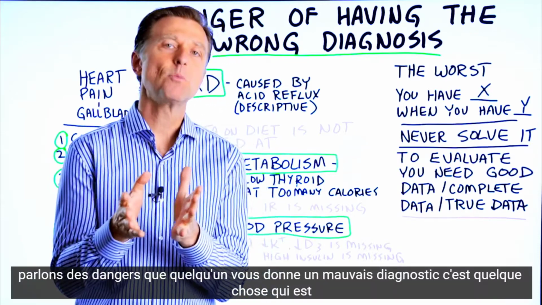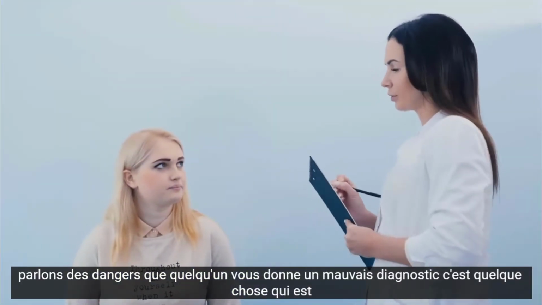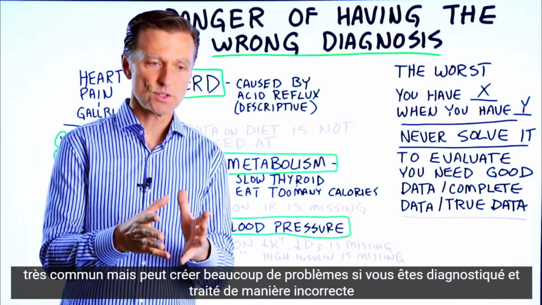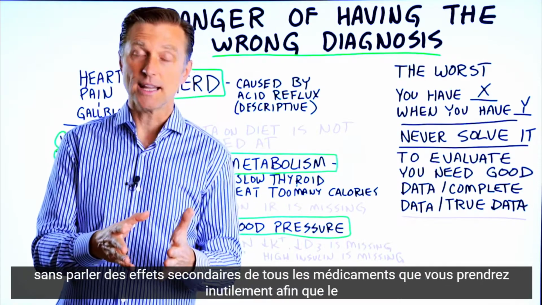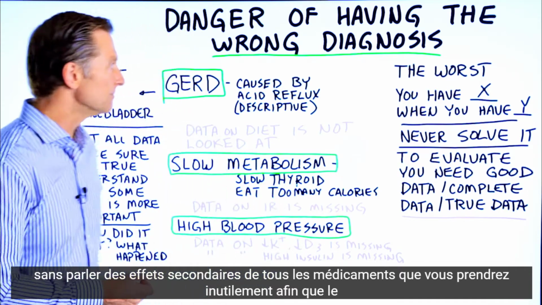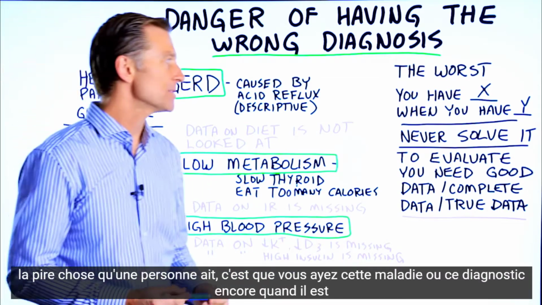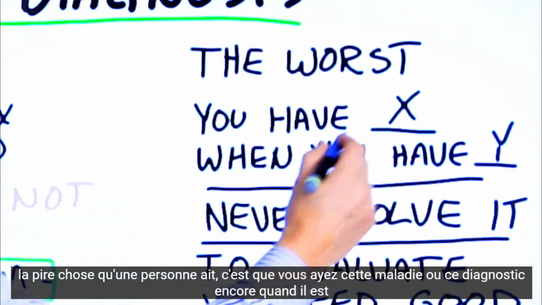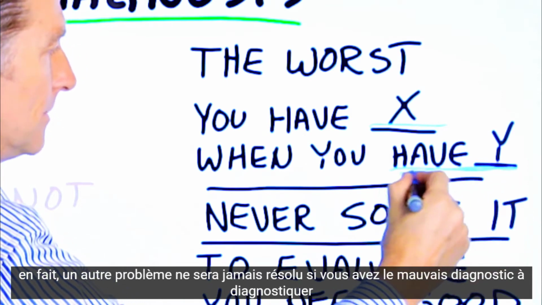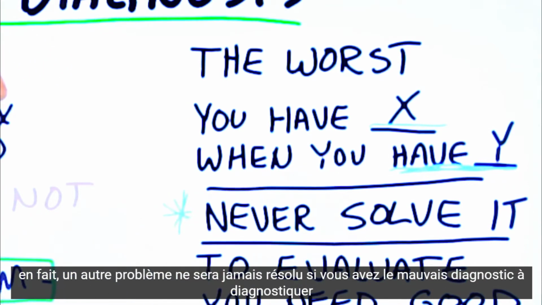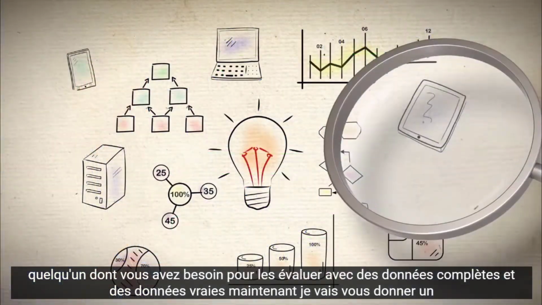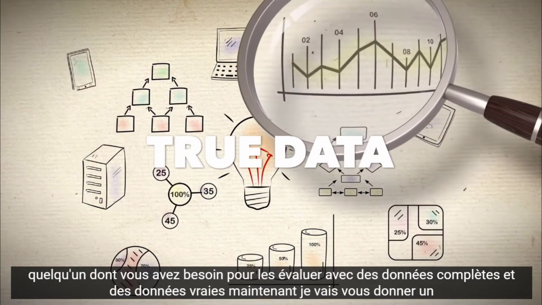Let's talk about the dangers of someone giving you the wrong diagnosis. This is something that's very common, yet can create a lot of problems if you're diagnosed and treated incorrectly, not to mention the side effects from all the drugs that you'll be getting unnecessarily. So the worst thing that a person can get is that you have this disease or this diagnosis, yet it's actually another problem. It's never going to be solved if you have the wrong diagnosis. To diagnose someone, you need to evaluate them with complete data and true data.